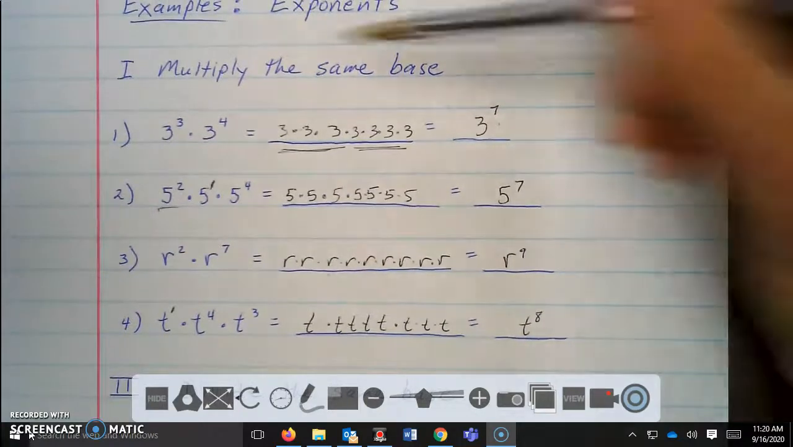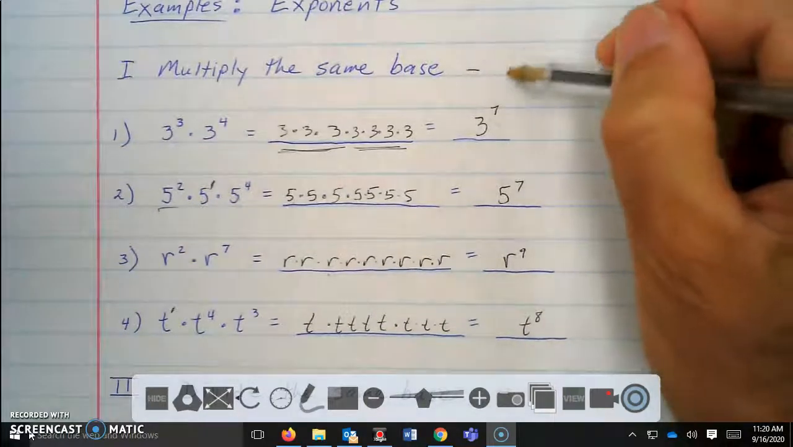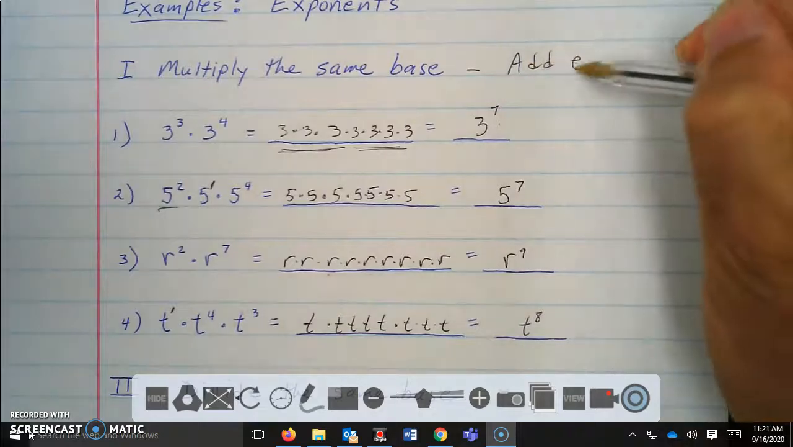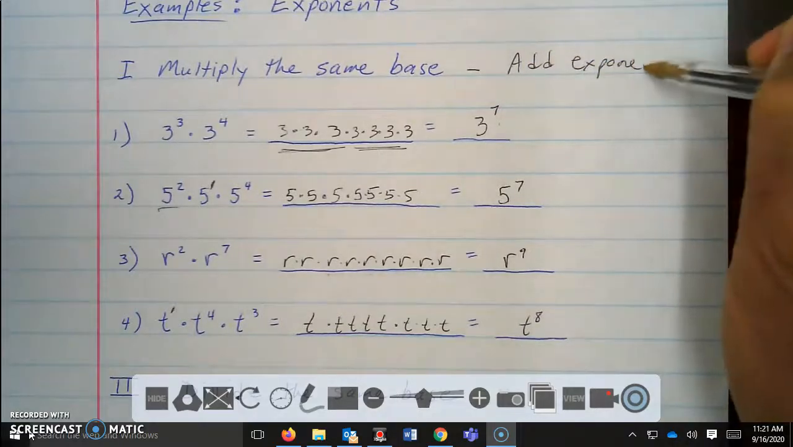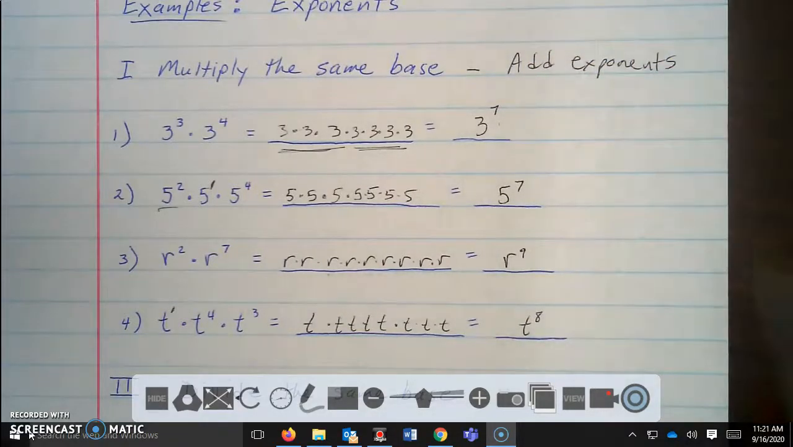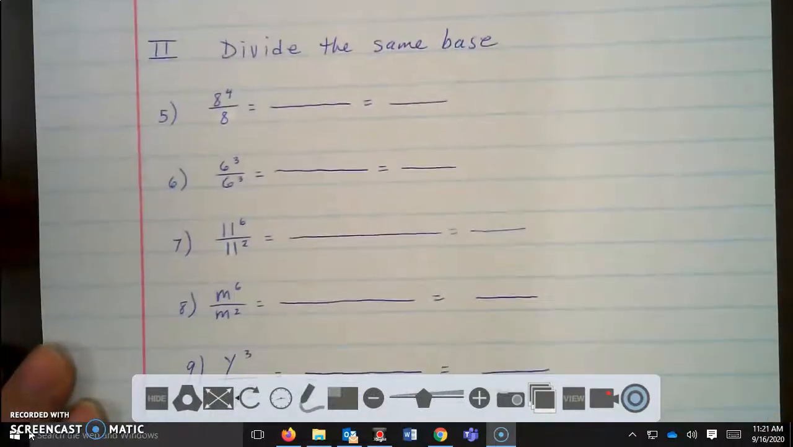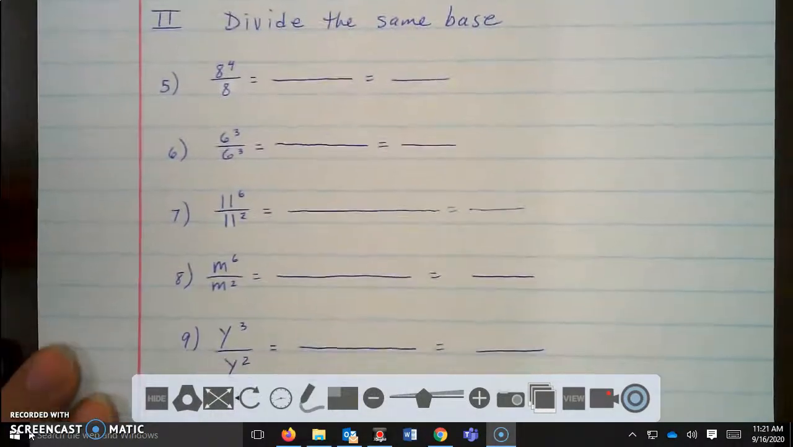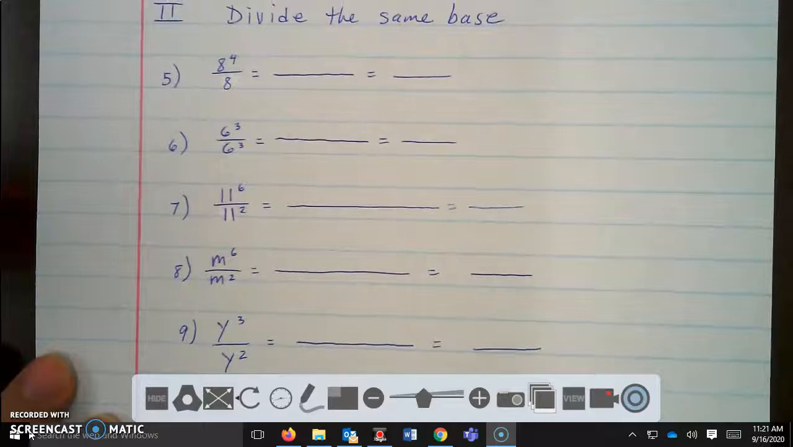So to sum this up, to multiply the same base, add exponents. Okay, so that's the sum right there. Okay, now we're going to go down here and we're going to divide the same base. Okay, and the fractions just really mean division.